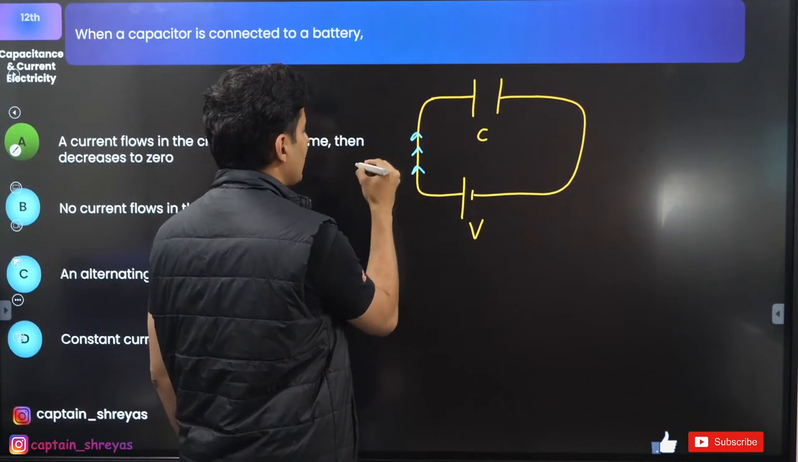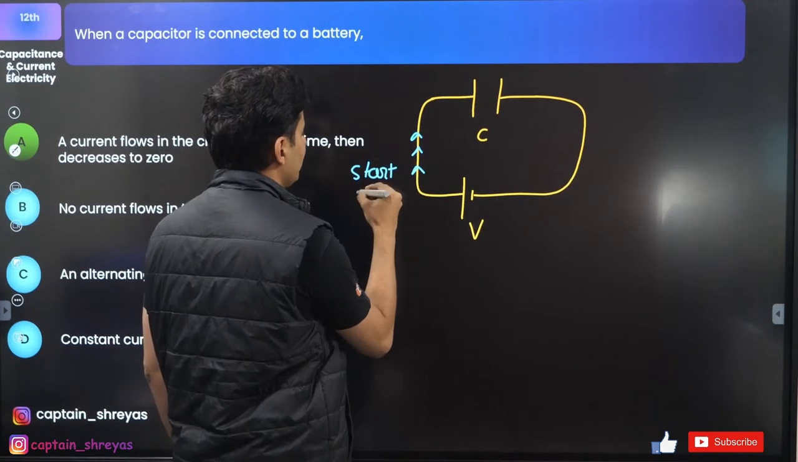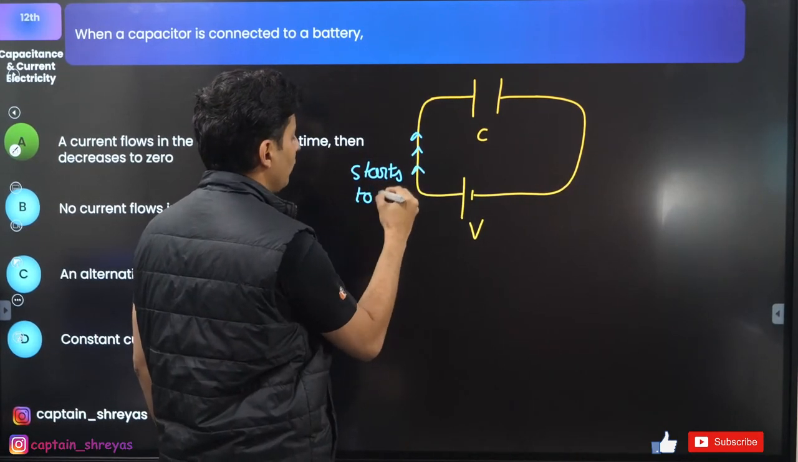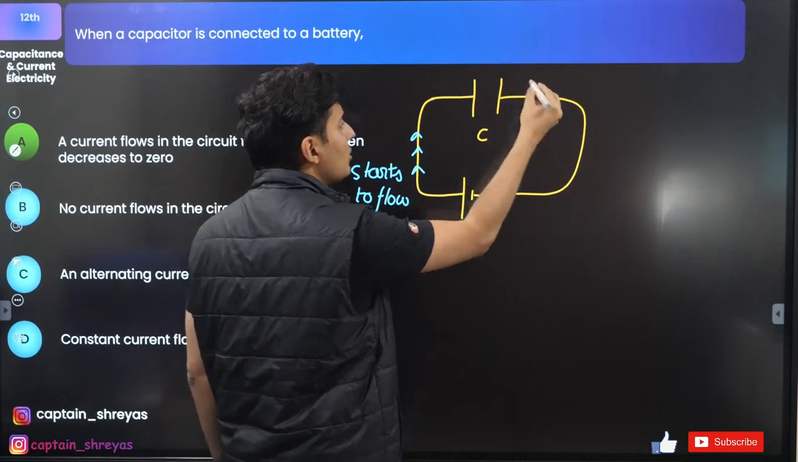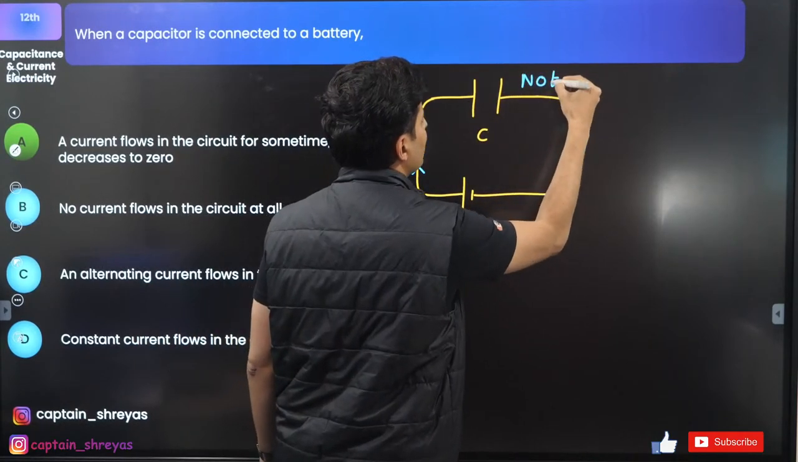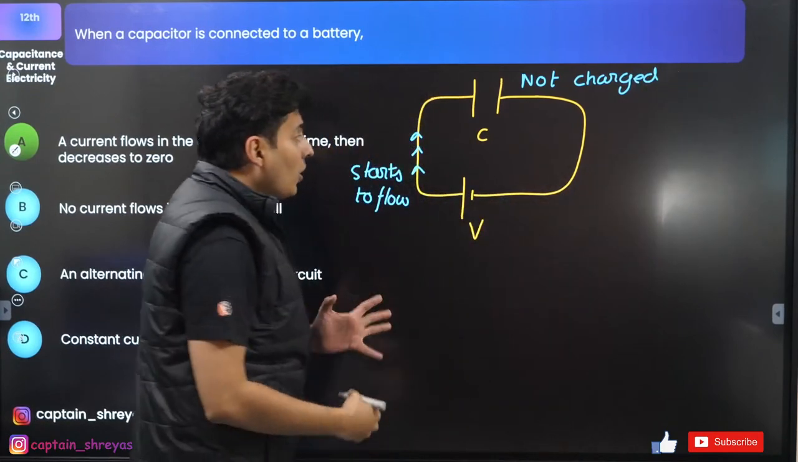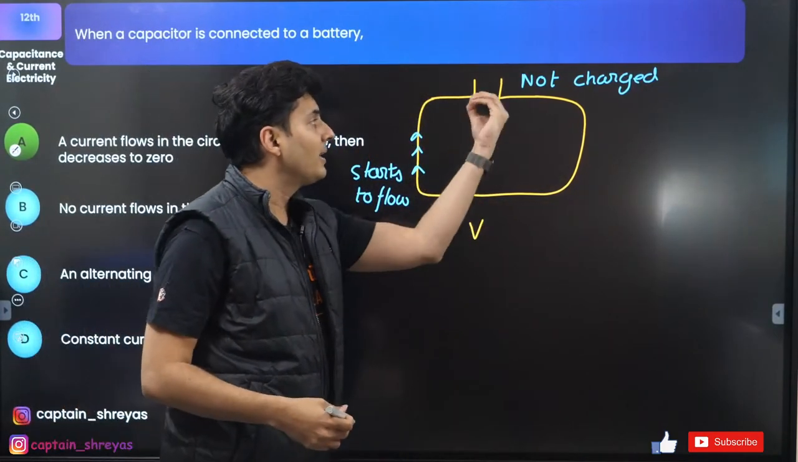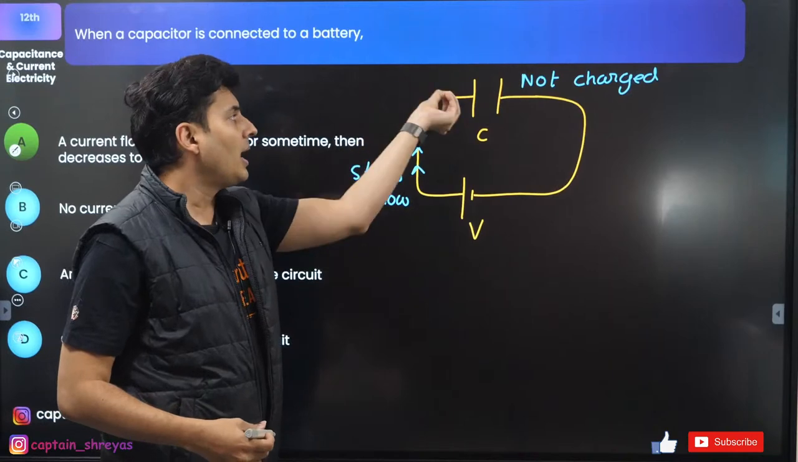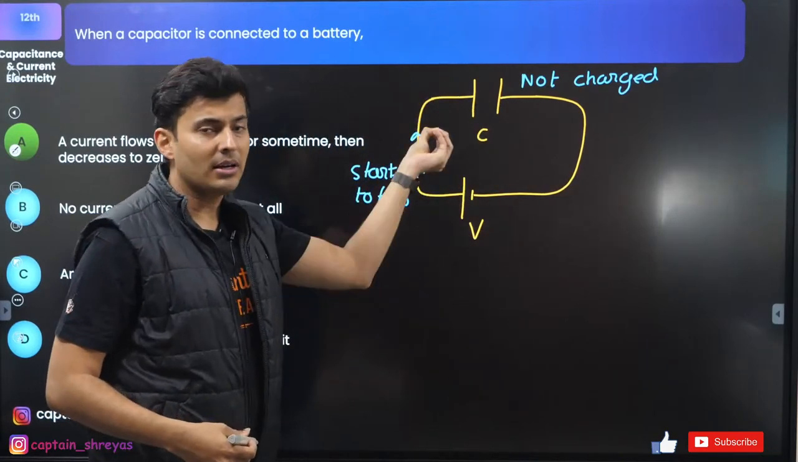The current starts to flow because the capacitor is not charged yet. So because of that, what will happen? The potential difference takes the charge from here and puts it here. Takes some charge from here and puts it here.